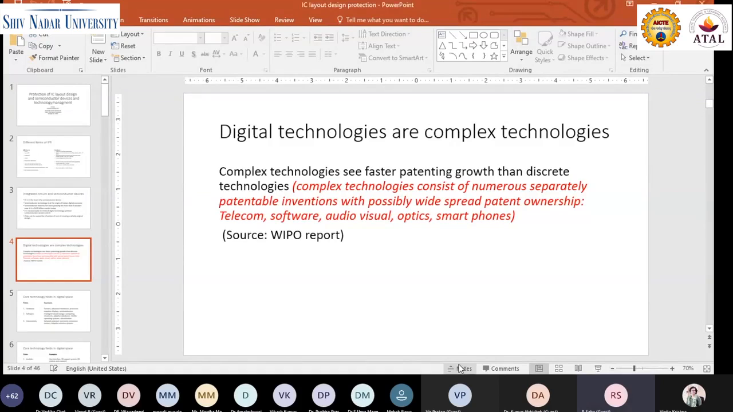So the sectors which are influenced by complex technology would be telecom, software, audiovisual, optics, smartphones. And a smartphone, which you normally use, contains something like 250,000 patent claims. To simplify it, it would mean on average about 8 to 10,000 patents. So you can imagine the number of inventions which have gone to protect that smartphone. And this is considered complex technology, and there will be other examples also. Even a laptop will fall under this category, but a laptop is not as complex as a smartphone, or even for that matter an IoT device. Next, please.